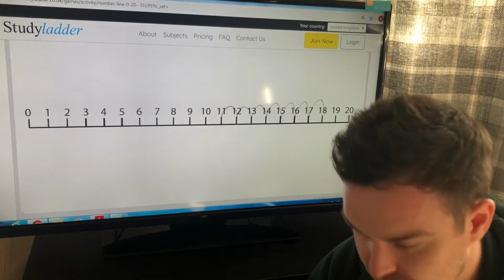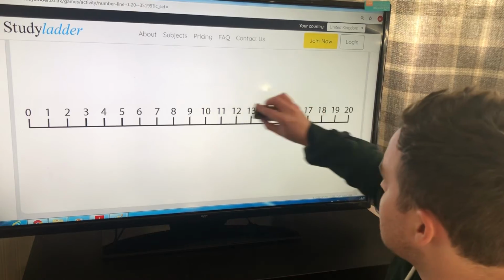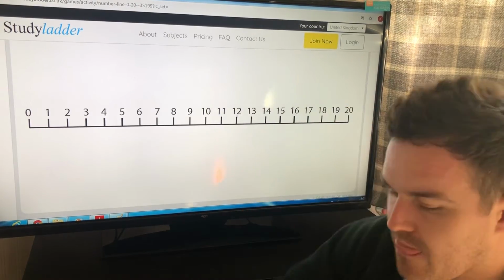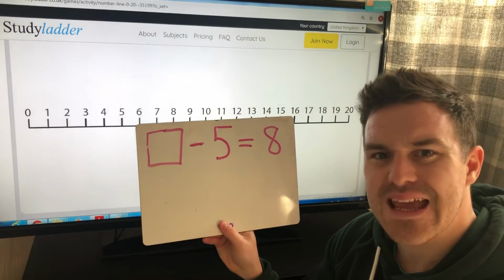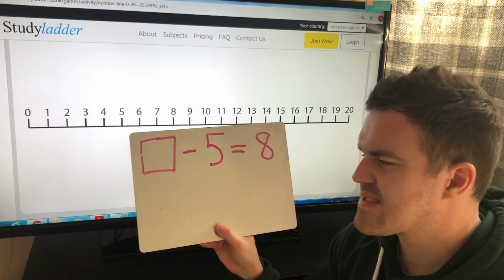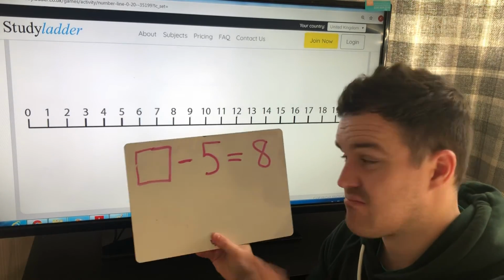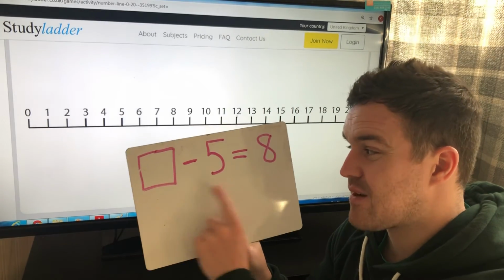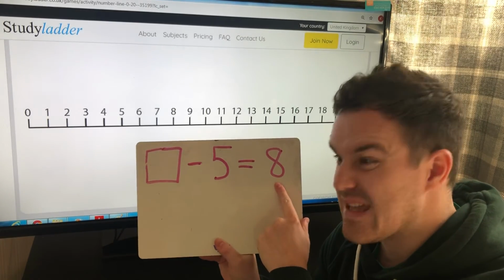Let's try another one. Let me just rub this off my special whiteboard screen. We've got another one. We've got something take away 5 equals 8. So, this time we're going to say that Christina has lots of sweets. Christina has lots of sweets here, and she gives 5 to me. And this is how many she ends up with. She's only got 8 left.